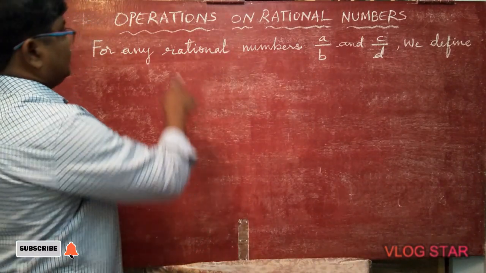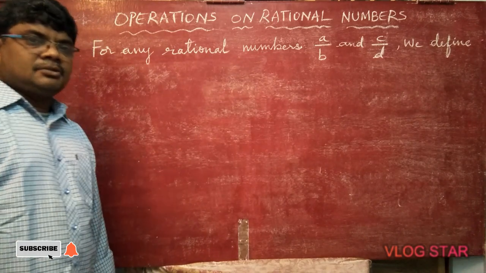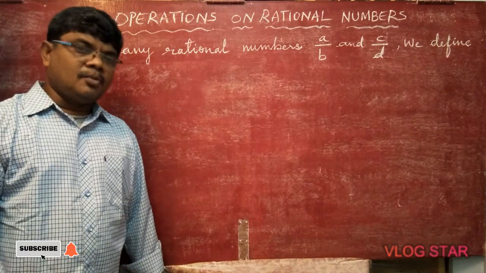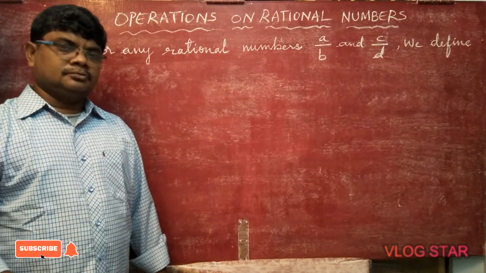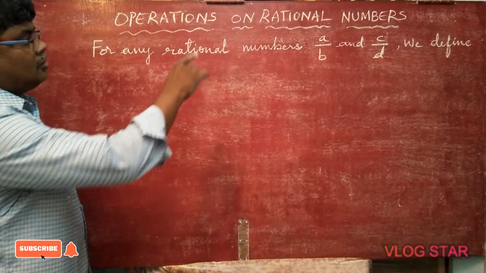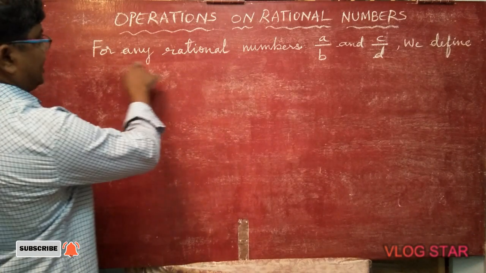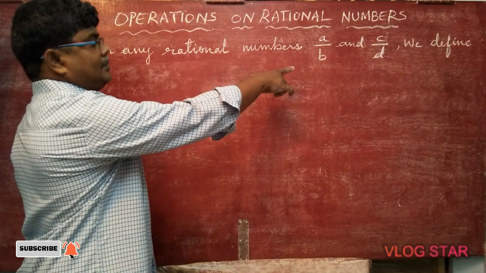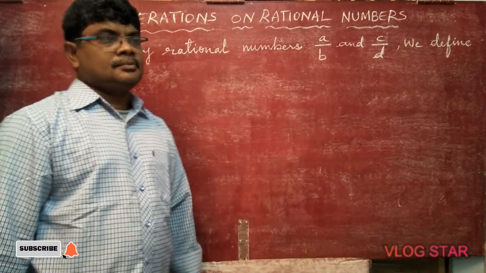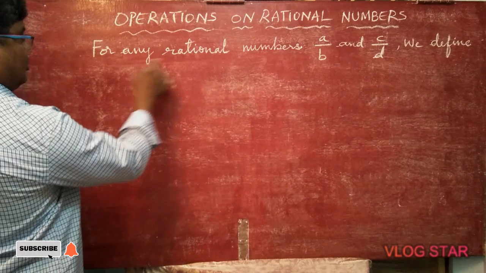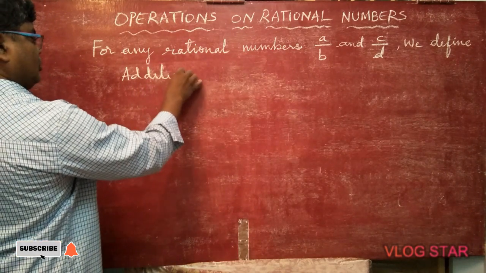Today we are going to learn operations on rational numbers. You know rational numbers means numbers which are in the form of p by q, where q should not be equal to 0. So we call such numbers rational numbers. Now for any rational numbers a by b and c by d, we define what are the operations? Addition. We know how to add.